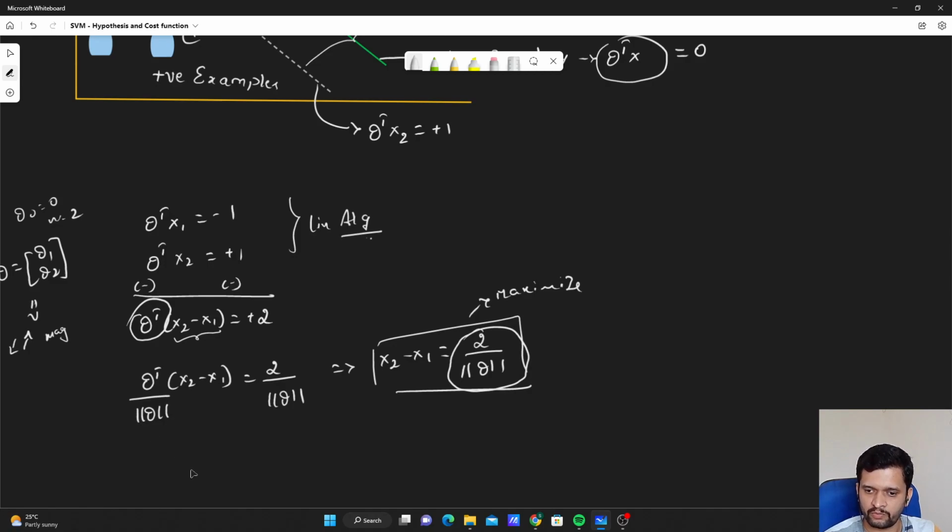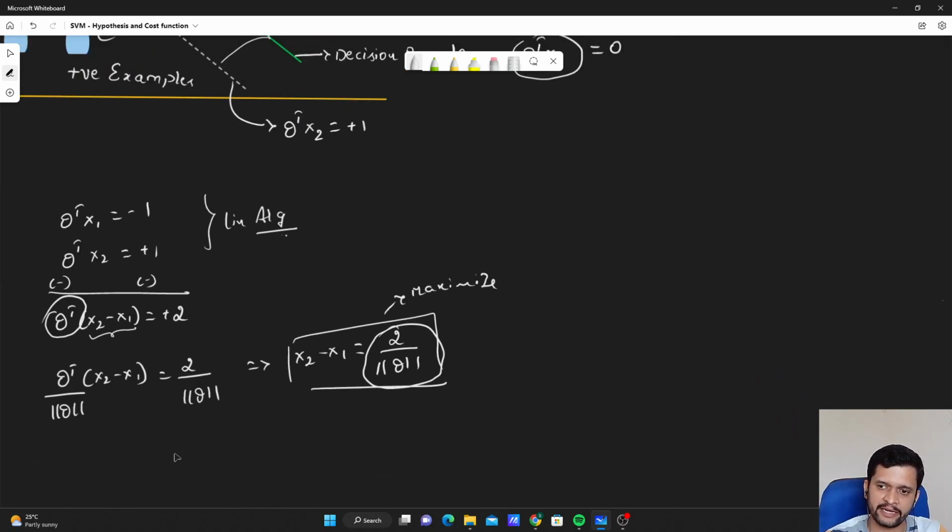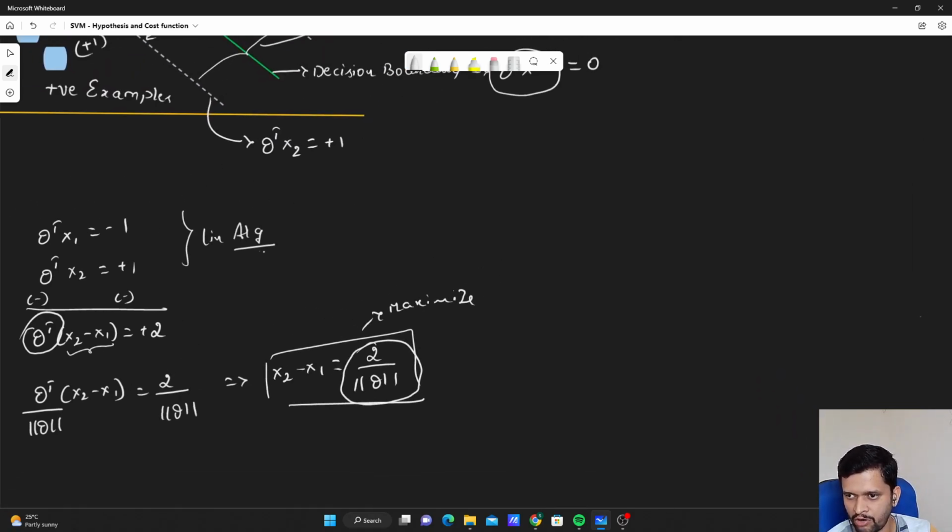In other words, in order to apply gradient descent, we always deal with a convex function, correct?